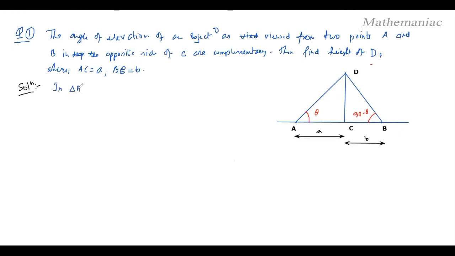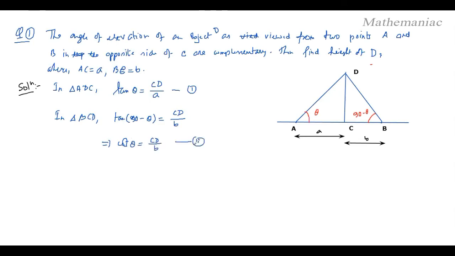So in triangle ADC, you apply tan theta. What will be tan theta giving you? CD by A, directly I have written. This you write like this only for a moment. In triangle BCD, you apply tan theta. That is tan of 90 minus theta will be there. So that gives you again CD by B. So applying the complementary formula, what you will get? This is cot theta. That is equal to CD by B. This is number 2. Very good.